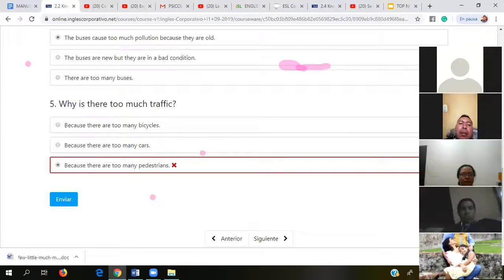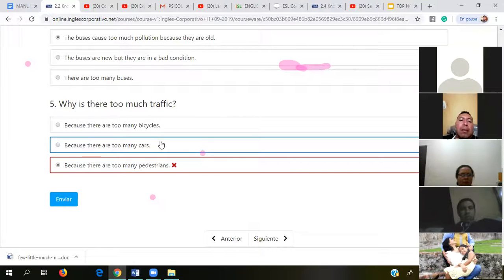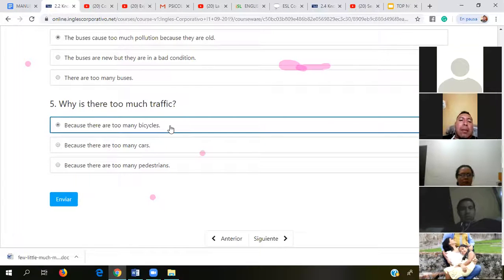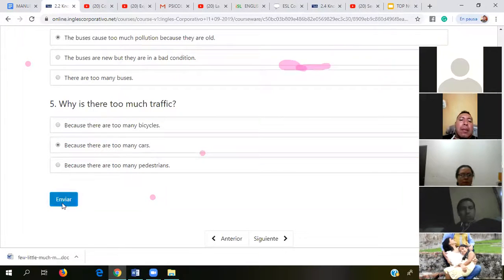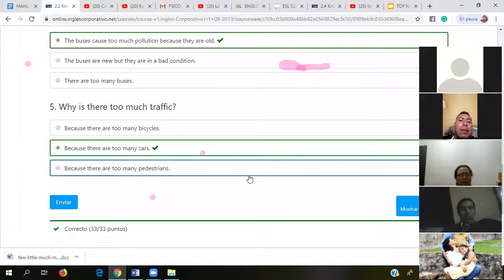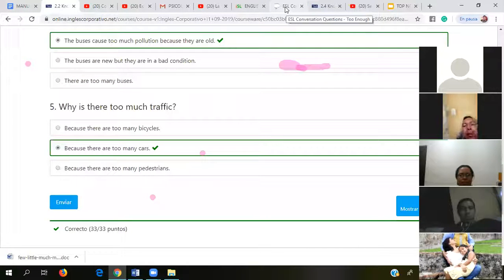And the last one, Selena. Why is there too much traffic? The answer is because there are too many cars. Correct. All right. Let's see if this is right. Yes. Everything good. Good job, guys. So I guess you're ready to practice now. I hope so.